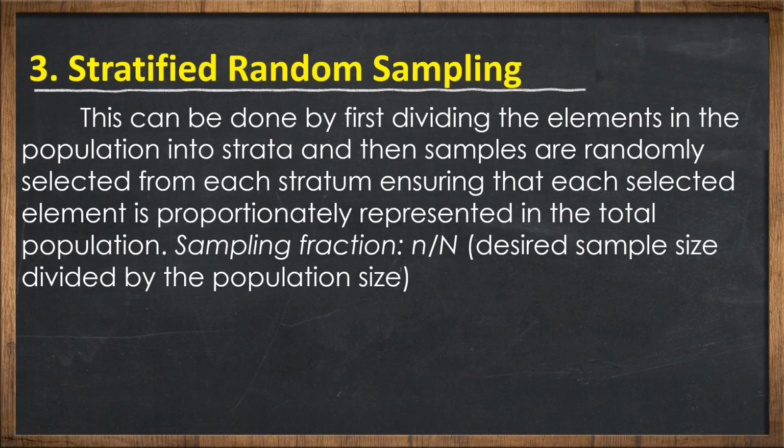Another, of course, is stratified random sampling. This can be done by first dividing the elements in the population into strata, and then samples are randomly selected from each stratum, ensuring that each selected element is proportionately represented in the total population. Sampling fraction is lowercase n divided by capital N: the desired sample size divided by the population size. So, example again.